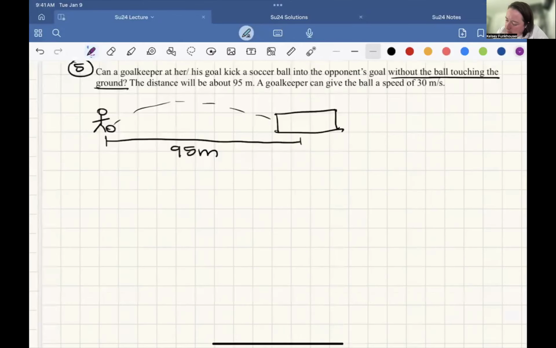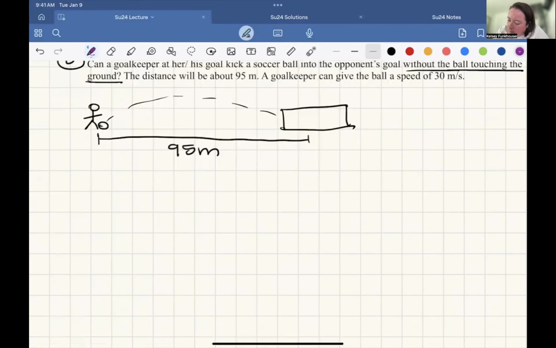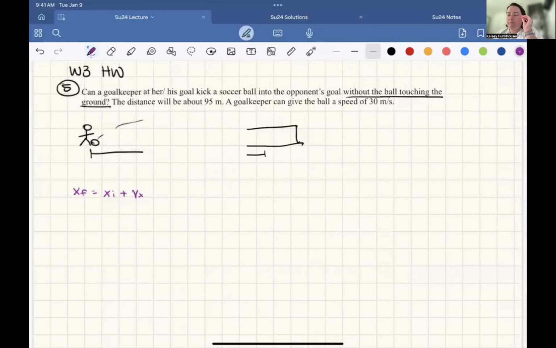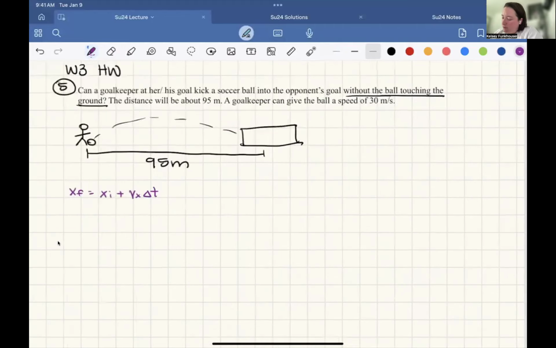Let's write those down. The final position in x is the initial plus the velocity in x times the time, or maybe we should say time interval. And this one only works for x because x has constant velocity. I don't know why, there we go, my diagram went away.